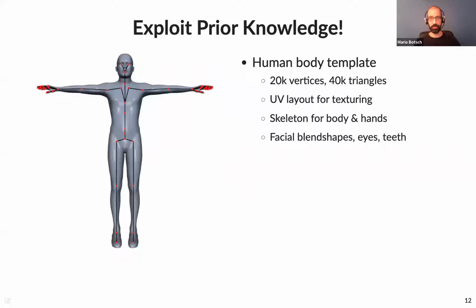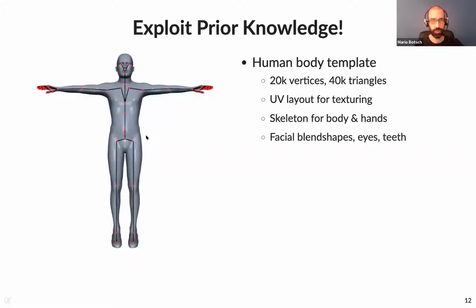So we do what many people do, we exploit prior knowledge. We know that we are scanning a human. So we set up a human body template. Here we use the Autodesk character generator to produce such a template. It has about 20,000 vertices, so the resolution is sufficient for our purposes. It has a texture layout, which is important because we need texture. As you can see in the image on the left, it has a skeleton for body and hands, so we can also do finger movements. And it's also equipped with facial blend shapes, eyes and teeth, and everything you need, basically.